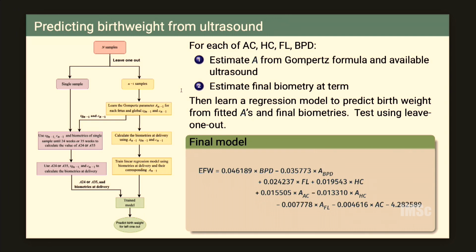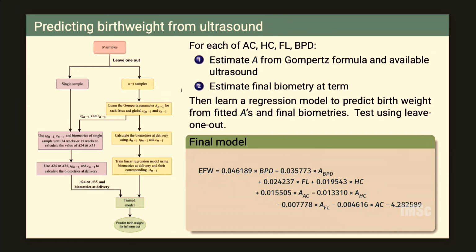So we used various parameters in this. These things are estimated: A for BPD, A for HC, A for FL, and so on. These are the scales of those grids. But we also used the actual values of BBT and so on, which correspond to the predicted values at the end. So this is the coefficient and this is the predicted value.